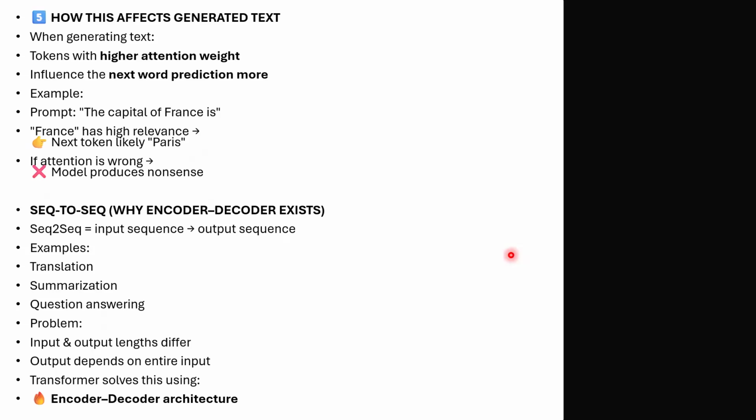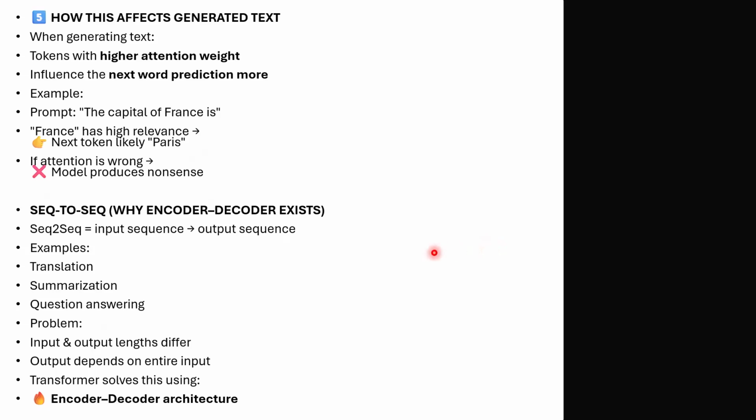So moving to the next slide. How does this affect text generation? When generating text, a token with a higher attention weight influences the next word prediction more. For example, take a prompt like "What is the capital of France?" France has a higher relevance, so the next token is Paris. If attention is wrong, the model produces wrong answers, like hallucinated answers.